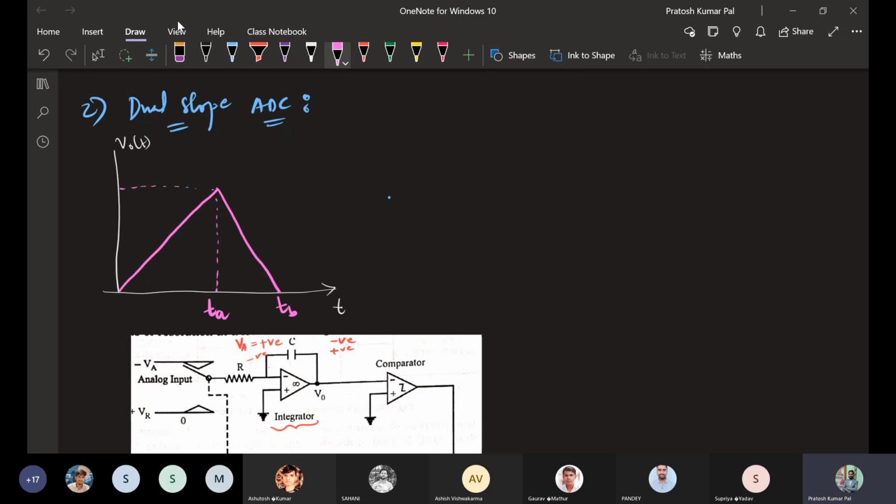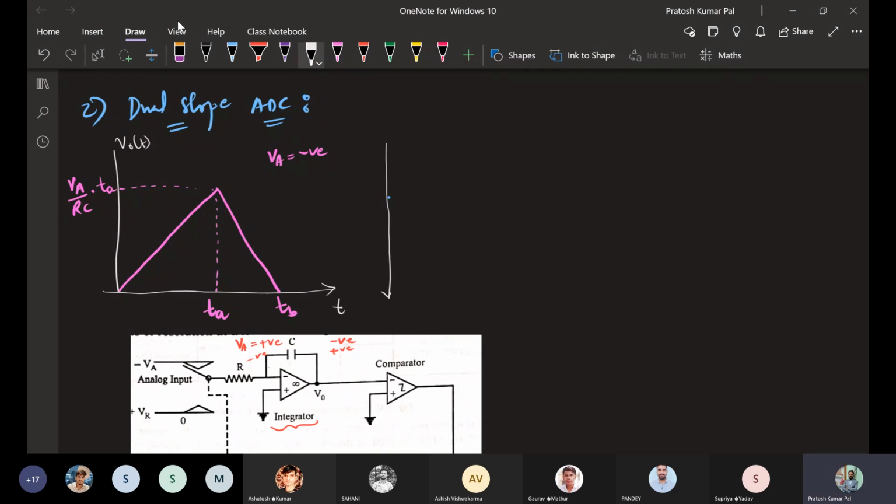This maximum value is coming out to be Va divided by RC into ta, whatever the ta value is. With respect to that, that will be the output voltage. If the input Va is a negative value, then this will be the result. If Va is a positive value, then the result will be opposite to that.